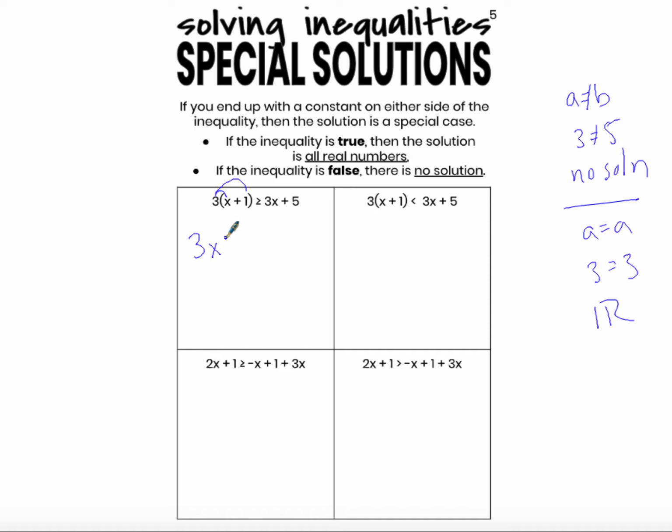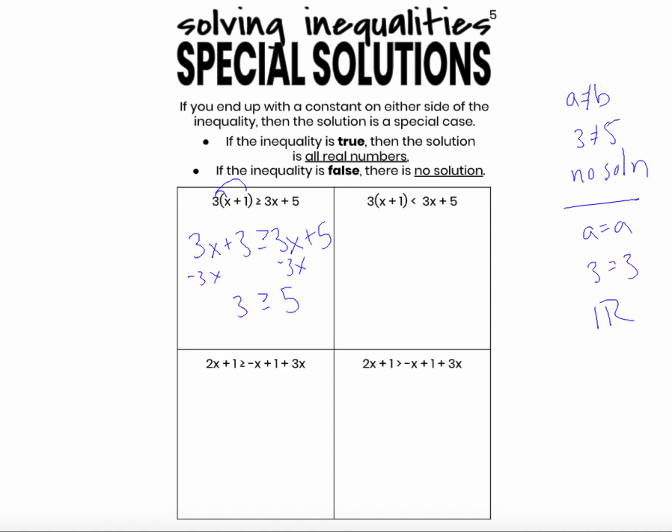Using the distributive property, we end up with 3x plus 3 is greater than or equal to 3x plus 5. Now, we know this is a special solution case because just like with equations, when we have the same coefficient in front of our x terms, those x terms will disappear and we will be left with constants on either side of, in this case, the inequality symbol.